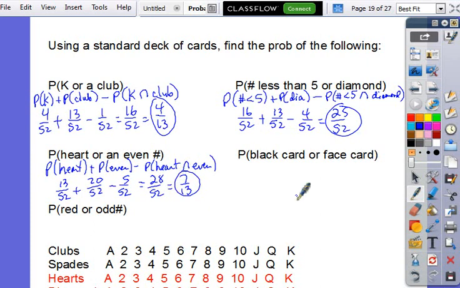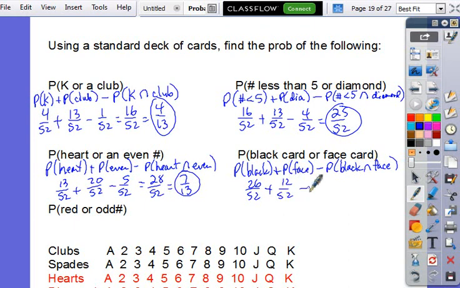Black card or a face card. Is that mutually exclusive or overlapping? Overlapping, because I can have a black face card at the same time. So I would say probability of the black plus probability of face card minus the probability of the black and face card at the same time. So probability of black, how many black cards? 26. All right. Plus face cards, how many face cards? Minus black and a face card at the same time, should be 6, because I got Jack, Queen, and King for clubs, Jack, Queen, and King for spades. So I add these up, 26 and 12 is 38, minus 6 is 32 over 52. Divide and get 8 over 13.